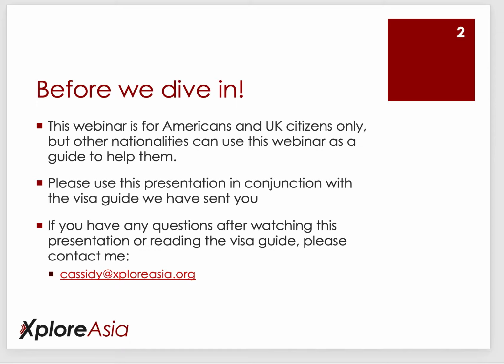So before we start, this webinar is specifically for Americans and UK citizens, but other nationalities can use this webinar as a guide to help them. Americans and UK citizens have generally the same process for the visa and COE application, but other nationalities have very similar processes. Some things are slightly different, so do make sure to look at the visa guide that we have sent you in conjunction with this webinar, as the document that we have sent has everything laid out for you by your nationality specifically.